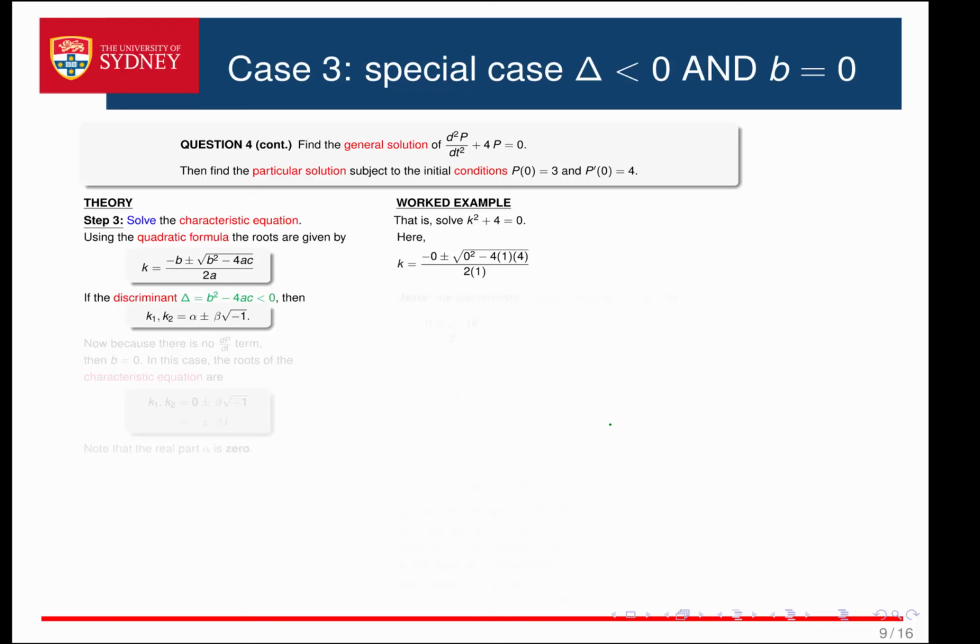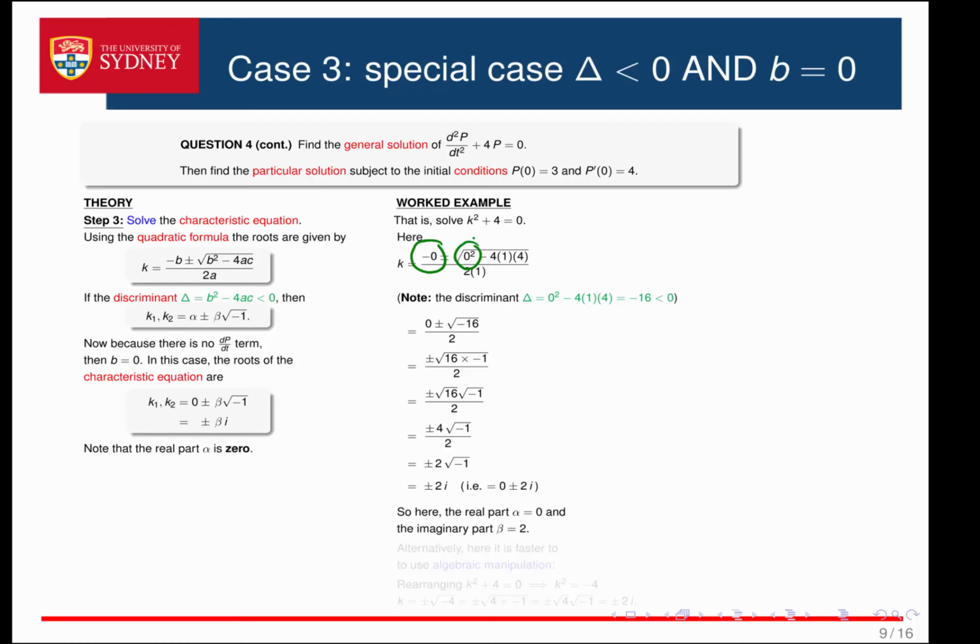Having simplified the roots of the characteristic equation to 0 plus or minus 2i, we can now identify the real part alpha and the imaginary part beta. Here alpha is equal to 0 and beta is equal to 2. Let's observe again that because b is equal to 0, then the real part alpha is 0.